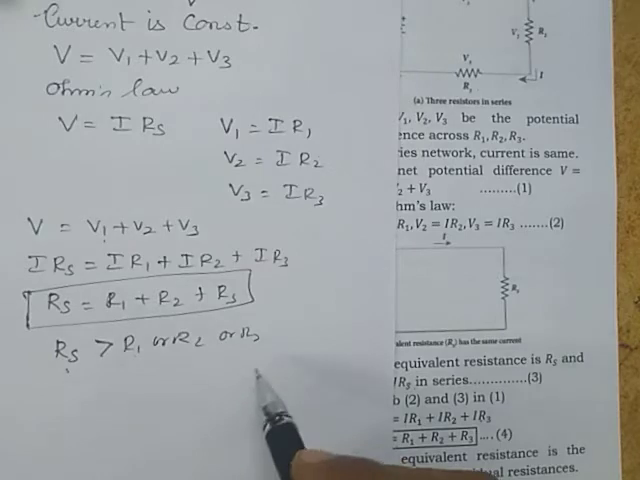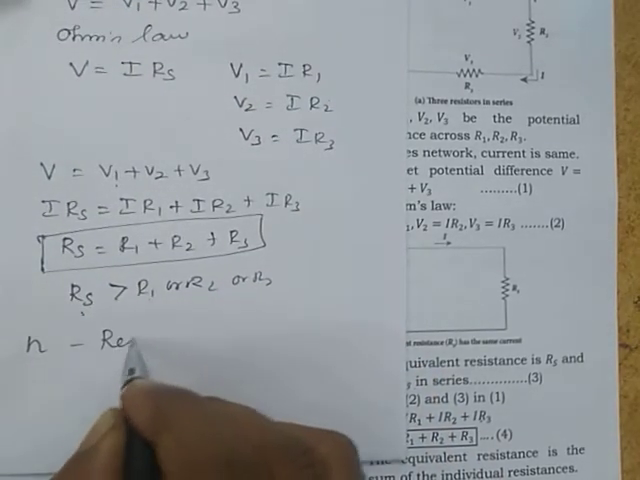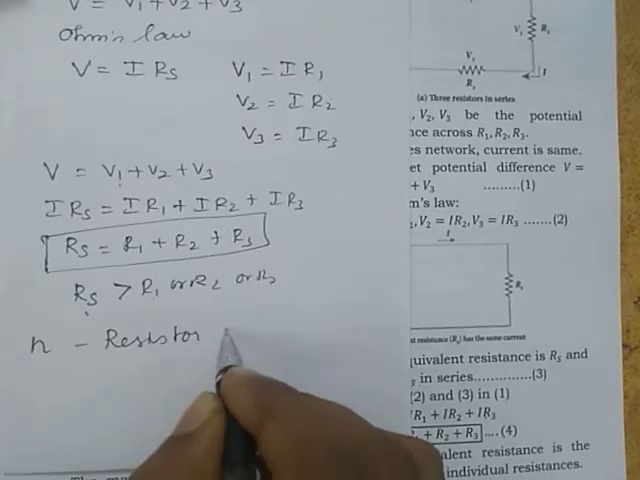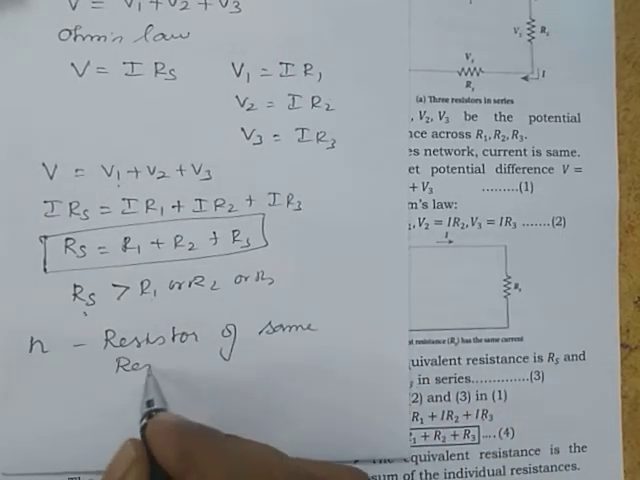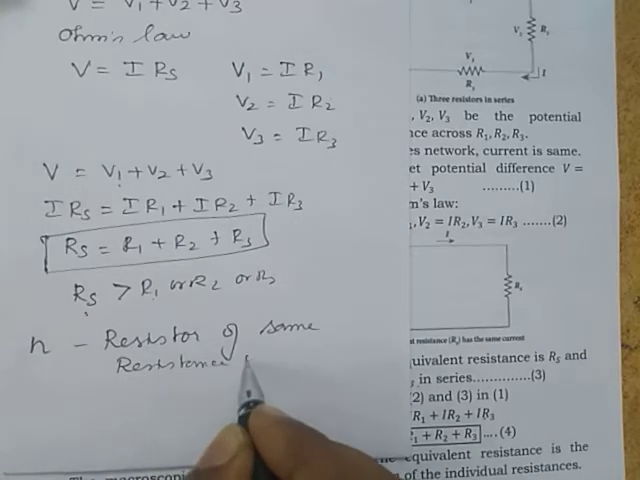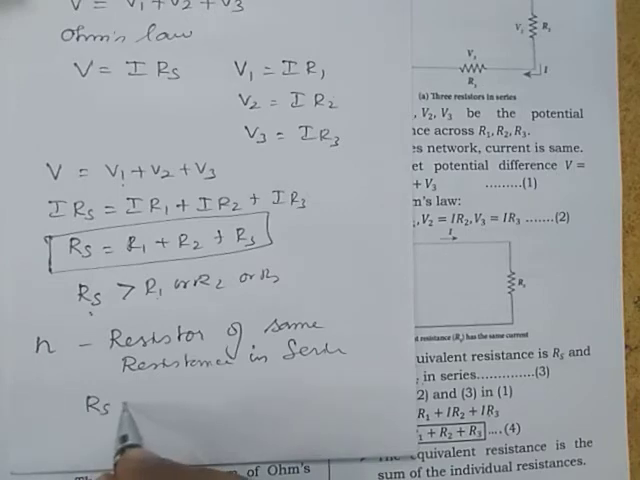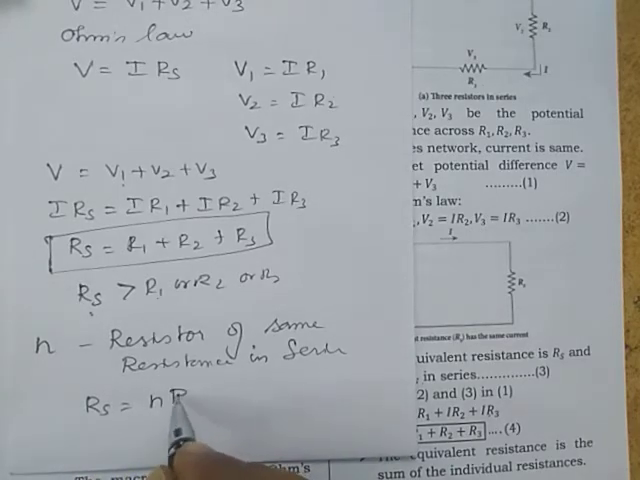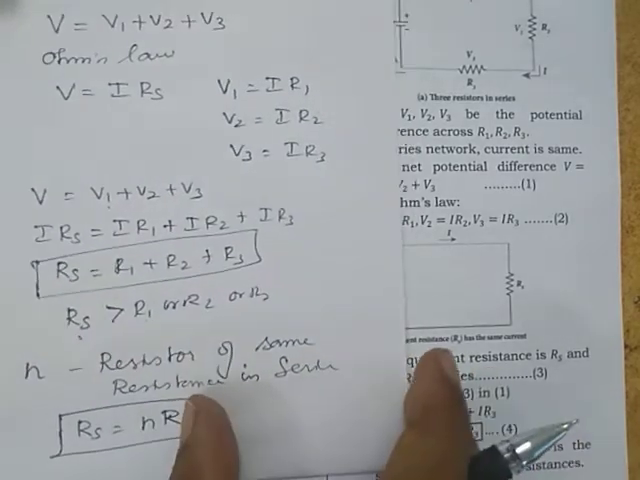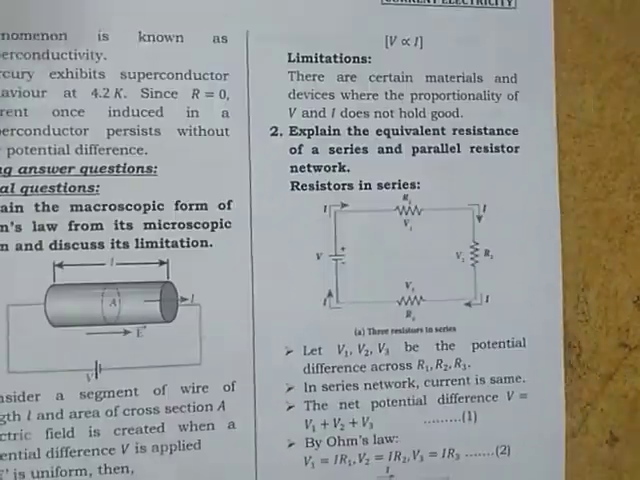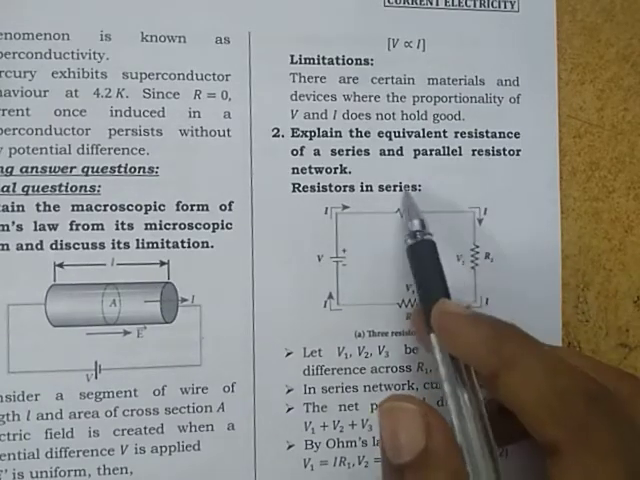or R3. Suppose n resistors of the same resistance are connected in series, for that we can write Rs is equal to nR. Okay, the next part, that is the equivalent resistance of the parallel resistor network.